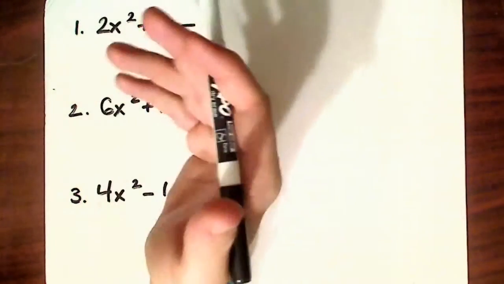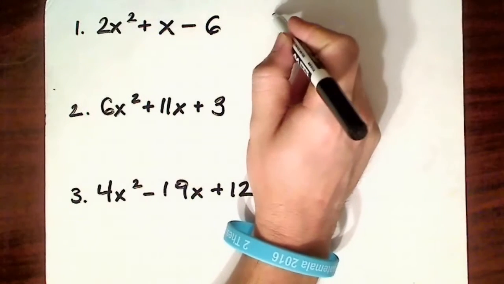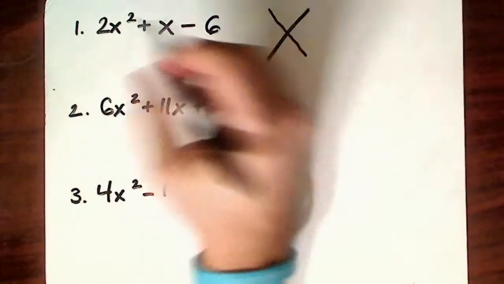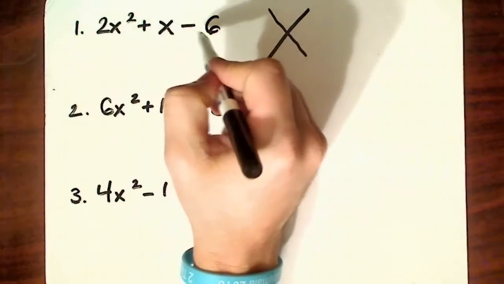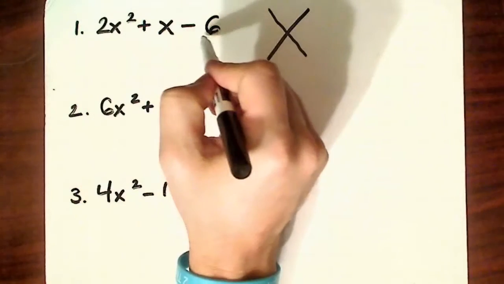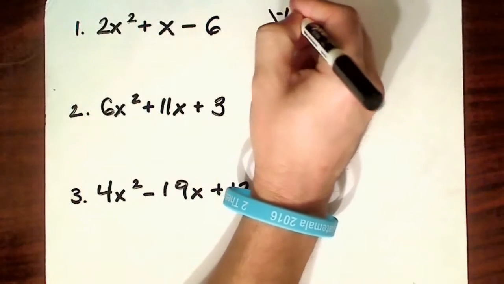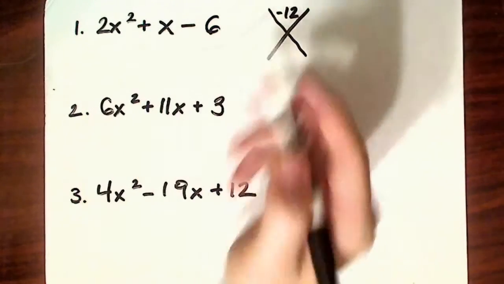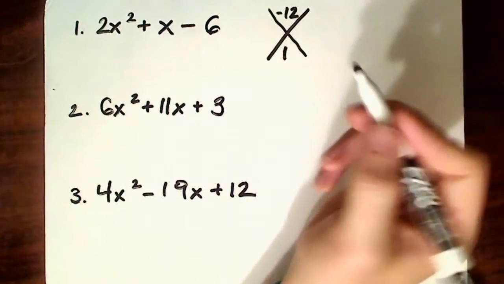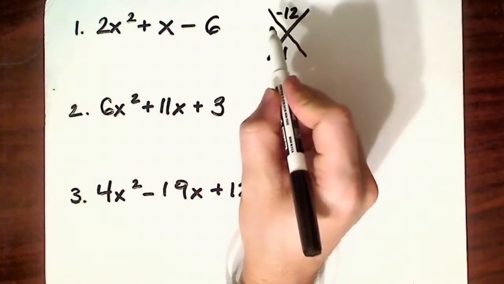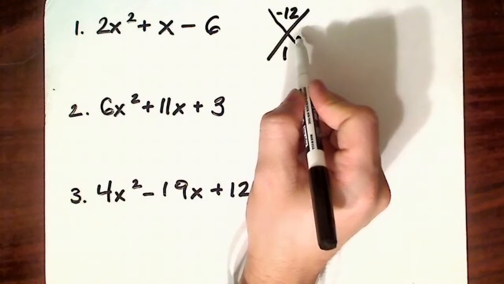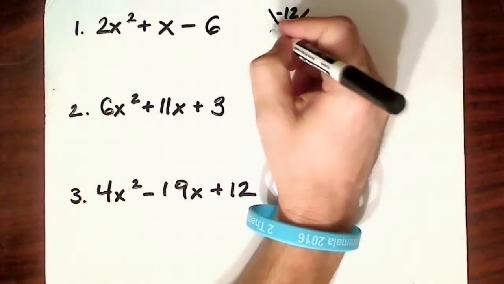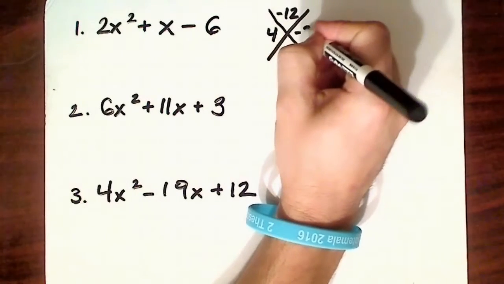Hi, today we're going to be doing what's called the OI method. It's kind of like the product sum method, if you're familiar with that. Make a little x. On top goes a times c, so 2 times negative 6 is negative 12. Your letter b goes on the bottom, which here is 1. Then ask yourself, what times what gives me negative 12, and when added together gives me a positive 1? That's 4 and negative 3.